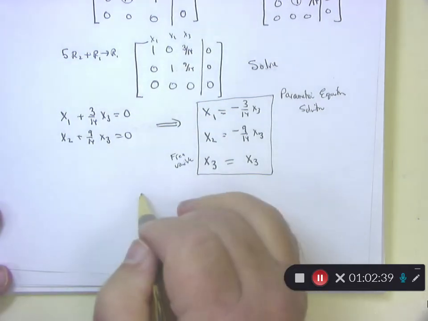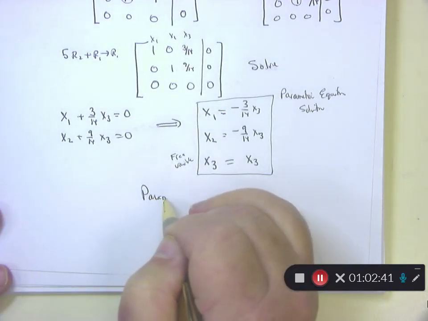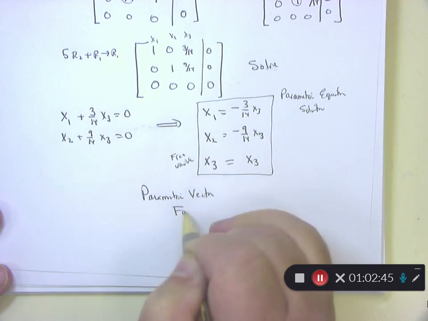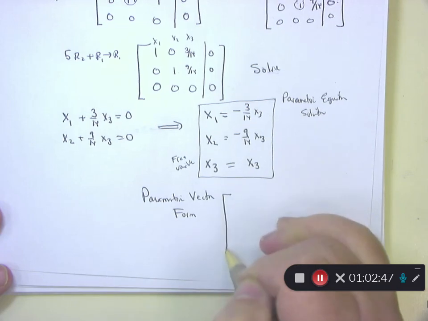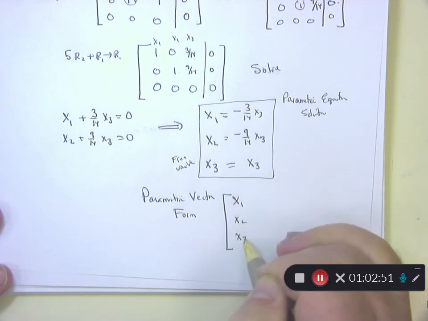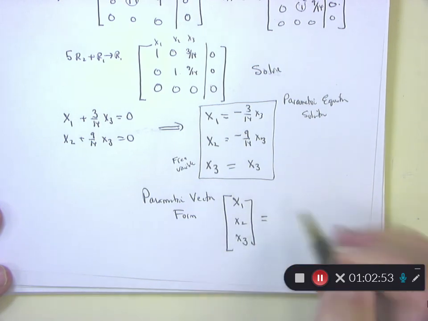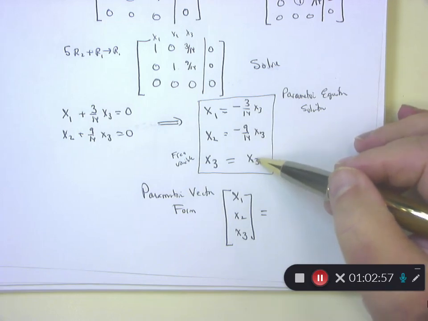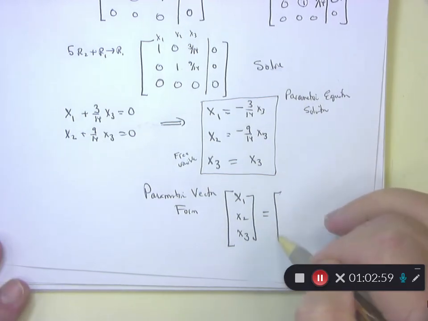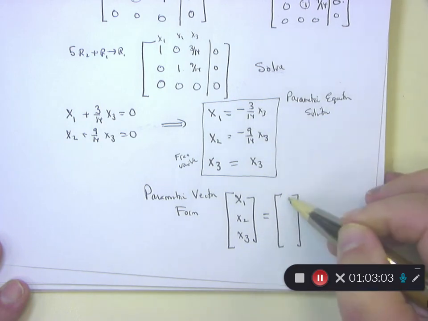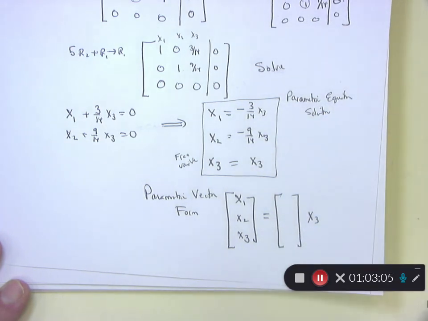But I want you to write this in parametric vector form, which means I want to write it as vectors. The vector is x1, x2, x3. How do I write this as a vector? You see the x3s, they're all in common. It's a constant. You can factor it out, and you just write the coefficients in the component spot.